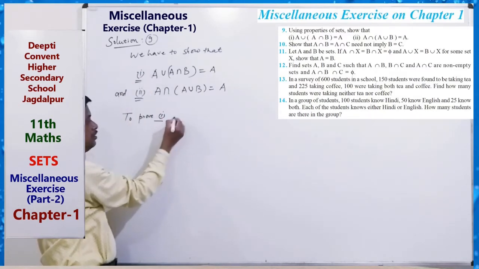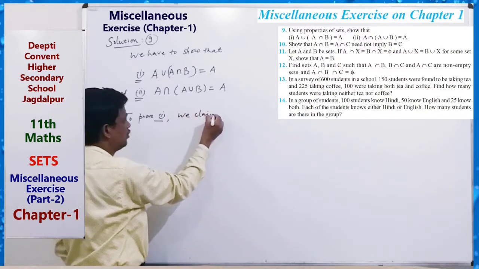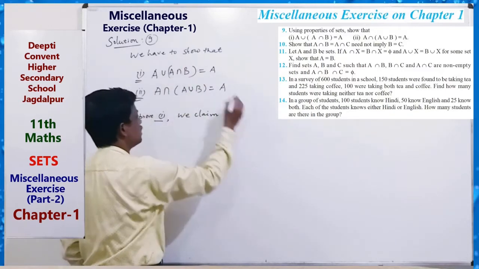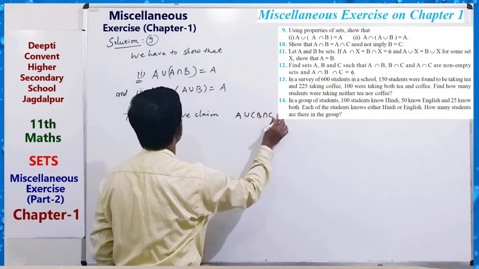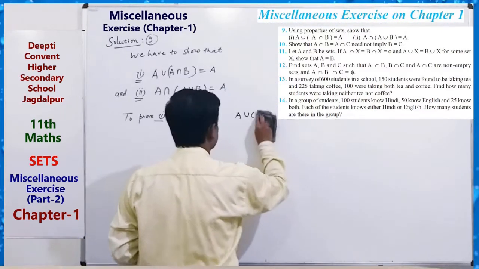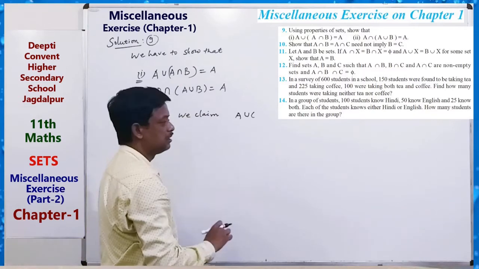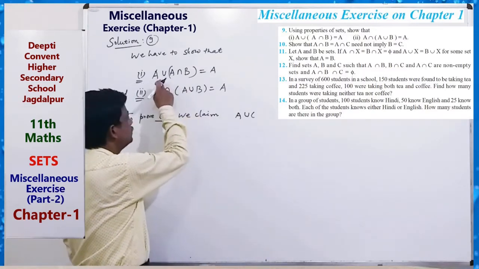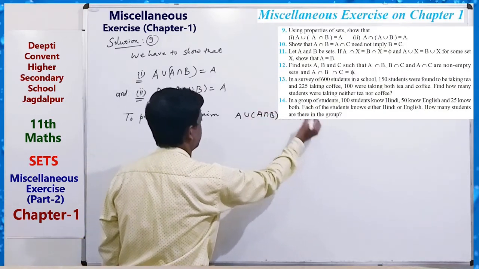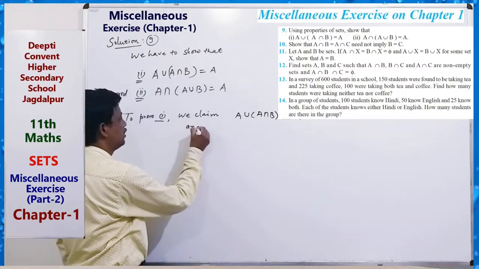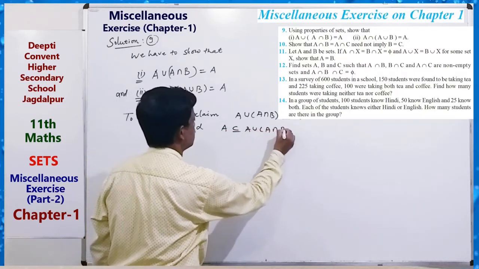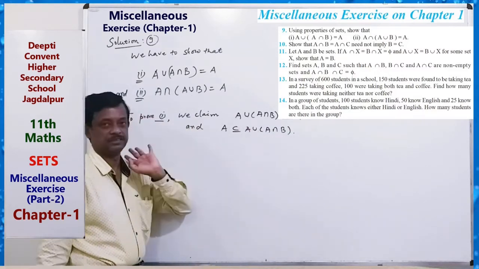So to prove the first, we claim that the left hand side, A union (A intersection B), is a subset of A, and A is a subset of A union (A intersection B). We have to show this and this. Clear?